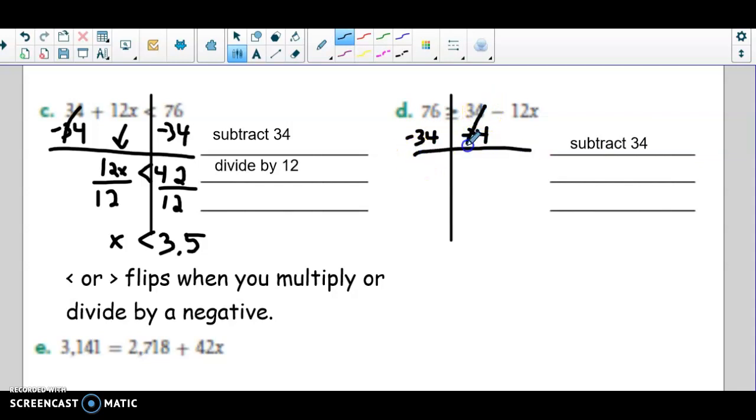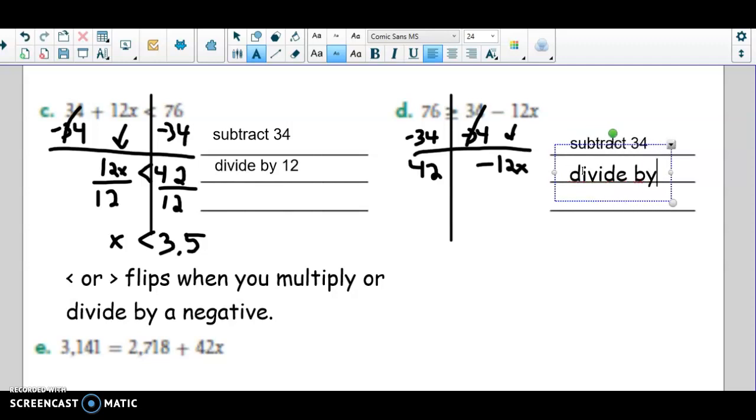Okay, that goes away, adds to 0. This copies down to negative 12x. And then we have 76 minus 34, which would be 42. So you can see our steps are more or less the same here. And then our next step is we're going to divide by negative 12.